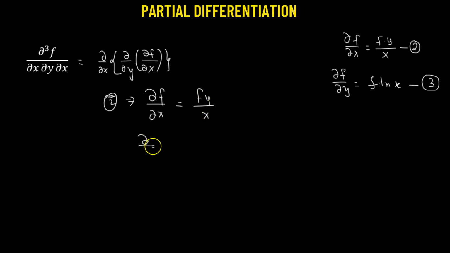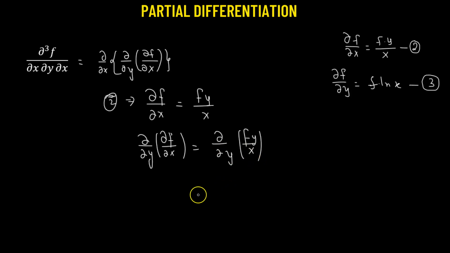Now we'll take the partial with respect to y on both sides. So we have the partial of f with respect to x. This will be equal to the partial with respect to y of fy divided by x. Now x is a constant, so we can pull it out of the derivative. So we have 1 over x multiplied by the partial with respect to y of f times y.